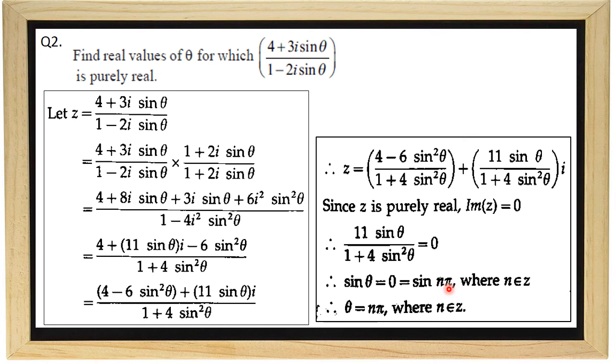These values of theta lie on the real axis, in the positive direction as well as the negative direction. Both values are 0. So we can say theta = n pi, where n is an integer.